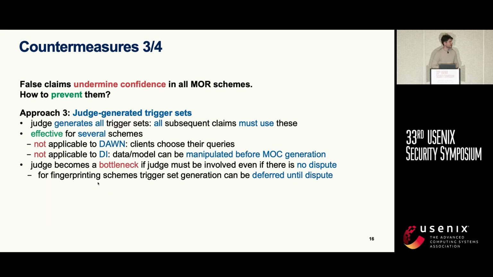We could also ask the judge to generate all trigger sets for watermarking, right? We tell them, I'm going to train a model, give me a watermark, and I'm going to use that watermark. It's effective for many of the watermarking schemes. However, not applicable to Dawn, because in Dawn, the clients choose their queries as they send them to the model, and this is what we use to decide what the watermark is going to be. Also not applicable to dataset inference because it can be manipulated before the mark is generated. Also, the judge becomes the bottleneck in this case because every time anyone wants to train a model and watermark it, they will have to go to them and ask for it. And for fingerprinting schemes, the situation is a bit better because we can defer it until much later.